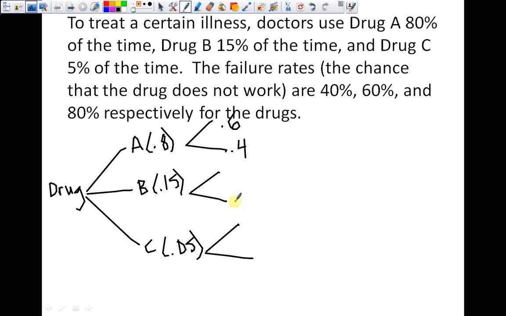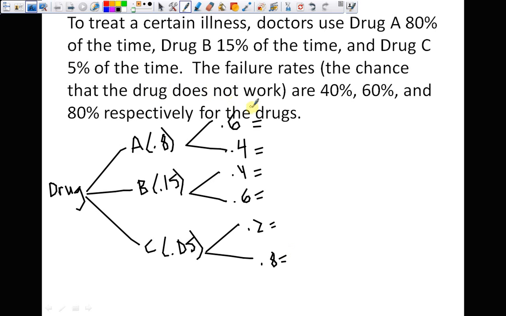Okay. There's a 60% chance that drug B does not work. That means there's a 40% chance that it does. And there's an 80% chance that drug C does not work. That means there's a 20% chance, or 0.2, that it does work. Okay. So basically there's only 6 things that can happen in this scenario. We can use drug A and have it work, drug A and it not work, drug B and it work, drug B and it not work, or we can use drug C and it work, drug C and it not work. So we're going to come up with these 6 probabilities.